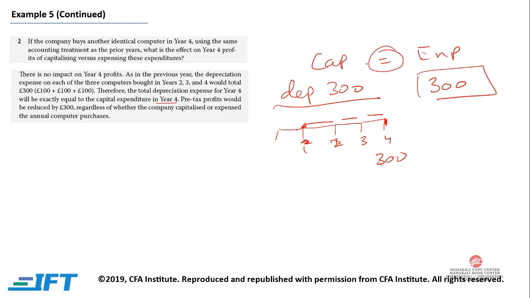Hence both of them are going to give us the same pre-tax profit regardless of whether the company capitalizes or expenses the annual computer purchase. So simply, at the end of 4 years, our depreciation expense would be 300, that is equal to our capital expenditure of 300. So there will be no impact regardless of whether we use the capitalizing method or the expensing method.